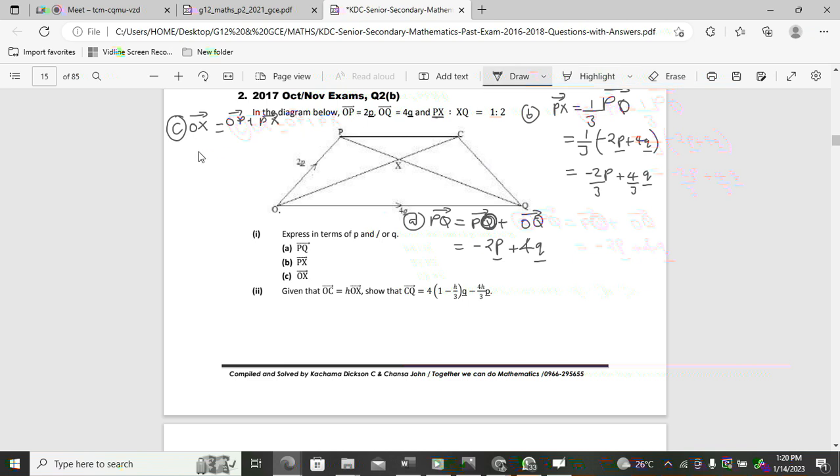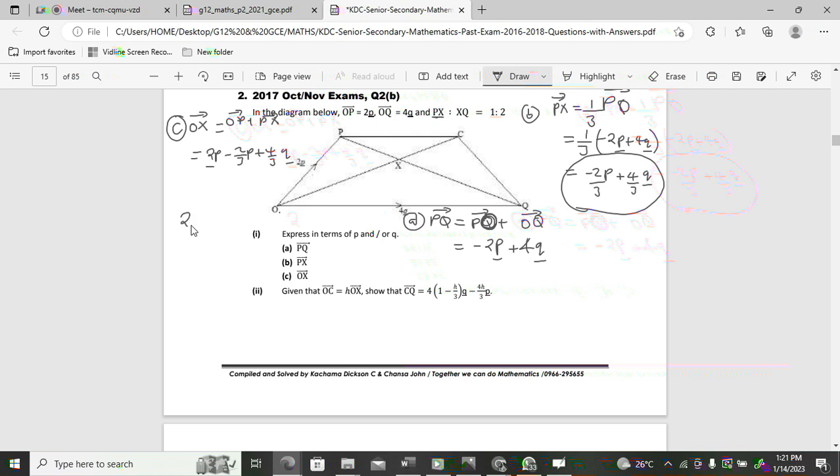So here we are going to say, what is OP? OP, you are able to see that is 2P. And then plus, what is PX? PX is here. So I'm going to put that. So the PX is starting with negative 2 over 3P, and then plus 4 over 3Q.